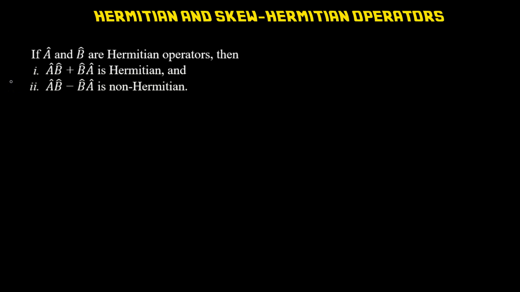In this problem, we have two Hermitian operators A and B. So using that fact, we have to show that AB plus BA is Hermitian and the operator AB minus BA is non-Hermitian. So we'll start with the first one. Now before doing that, let's quickly define what it means when we say that A and B are Hermitian operators.